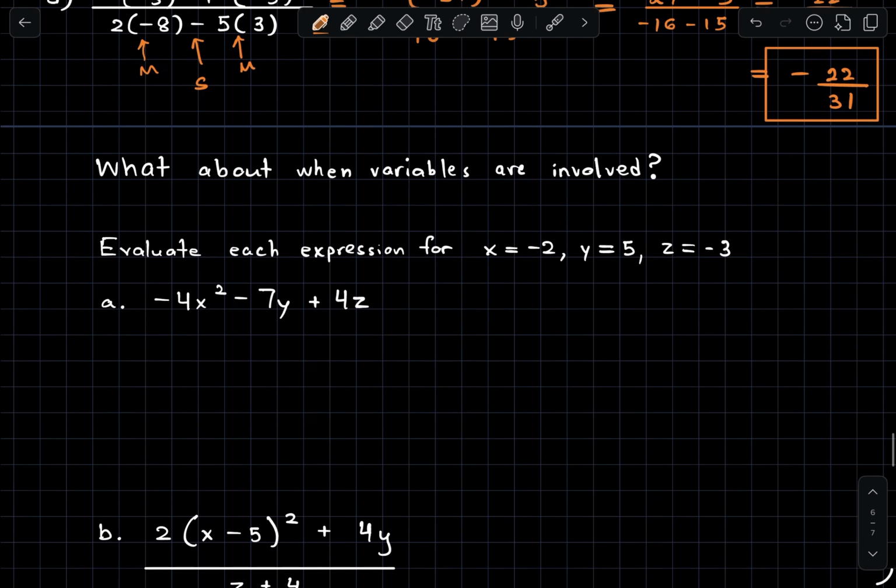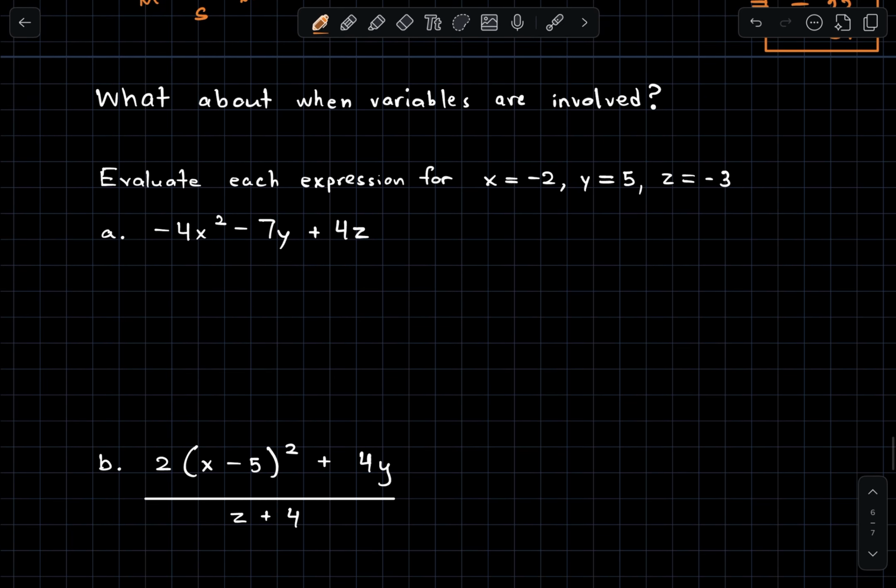All right. Now let's look at what about when variables are involved. Okay, so let's see if we can evaluate each expression for x is equal to -2, y is equal to 5, and z is equal to -3. So what this means is we're going to have to substitute these values in wherever we see these letters. So we've got -2 for x. We've got 5 for y. And we've got -3 for z.